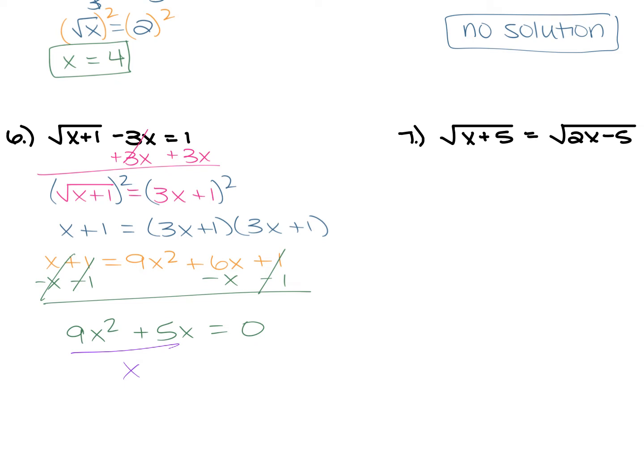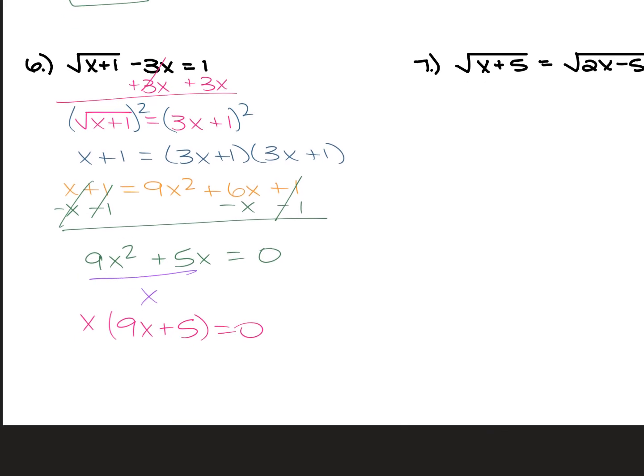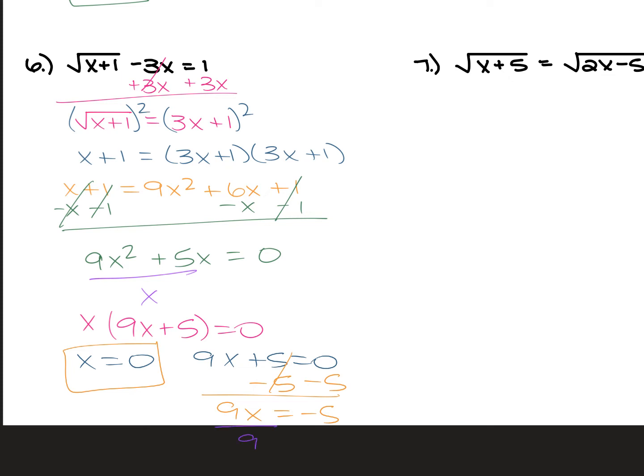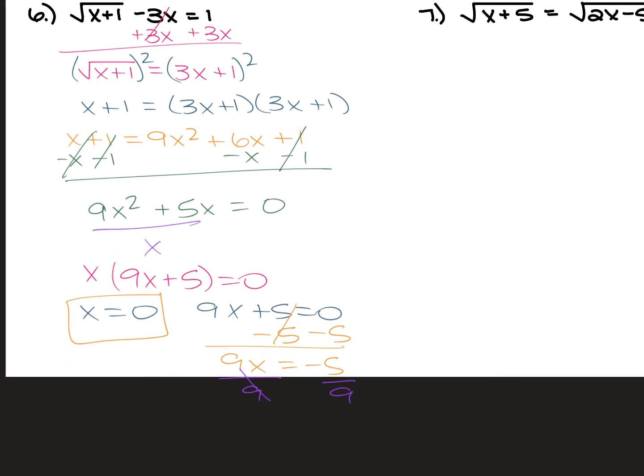So that's going to give you x times 9x plus 5 is equal to 0. So that's x is equal to 0 and 9x plus 5 is equal to 0. The x is equal to 0, that's an answer. Your 5 in the 9x plus 5 is equal to 0, you're going to subtract over to get 9x is equal to negative 5. And then you're going to divide each side by the 9 to get that x is negative 5 over 9.